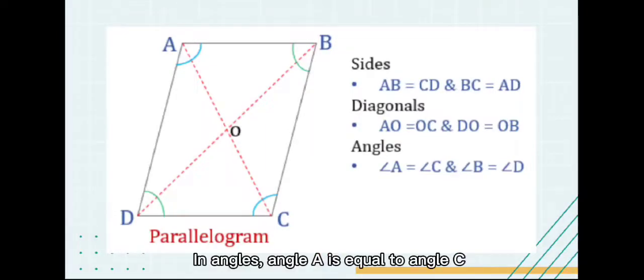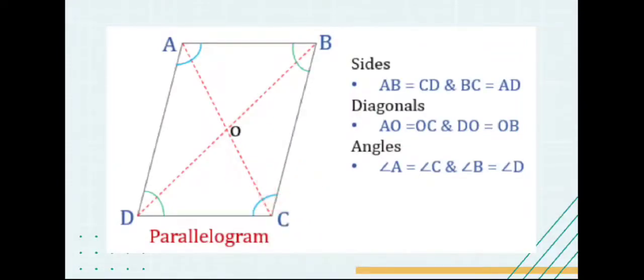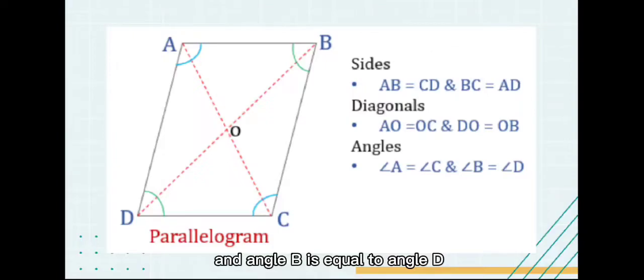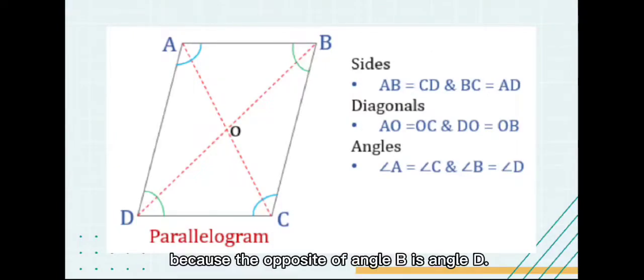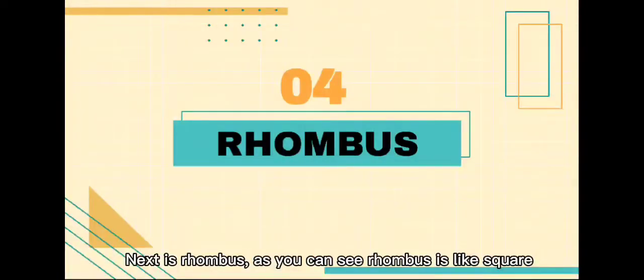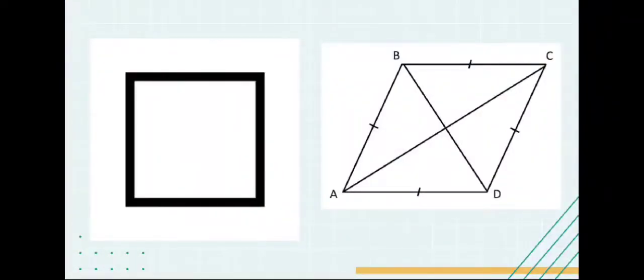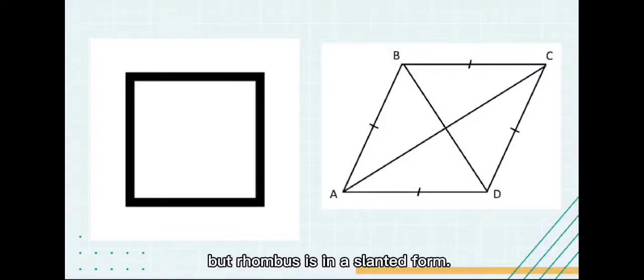In angles, angle A is equal to angle C because the opposite of angle A is angle C. And angle B is equal to angle D because the opposite of angle B is angle D. Next is rhombus. As you can see, a rhombus is like a square, but a rhombus is in a slanted form.